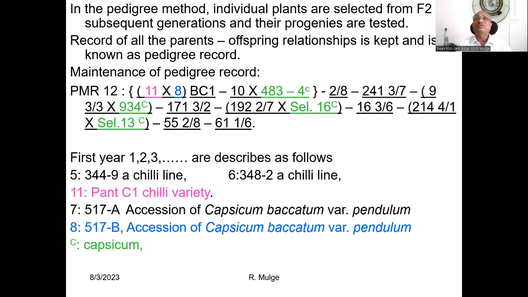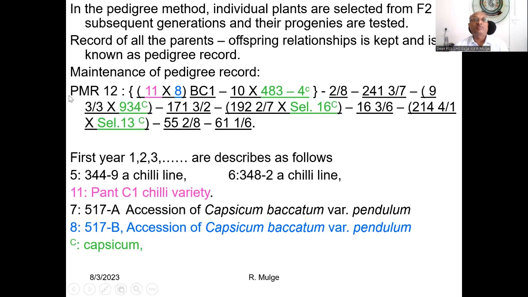In the pedigree method, individual plants are selected from F2 and subsequent generations, and their progenies are tested. A record of all the parent-offspring relationships is kept, and that record is known as the pedigree record. How is the pedigree record maintained? Let me give you one example here.